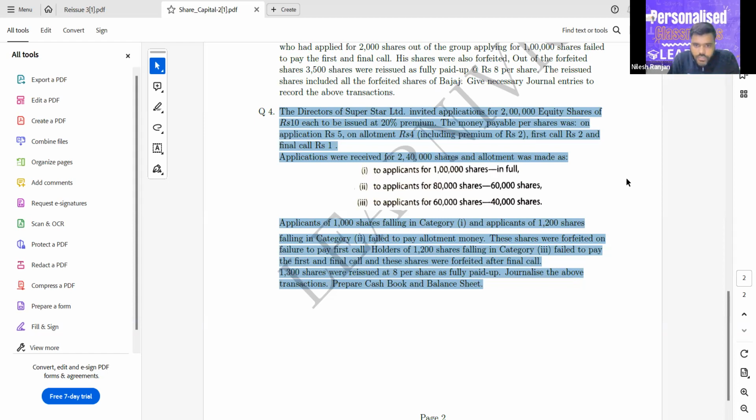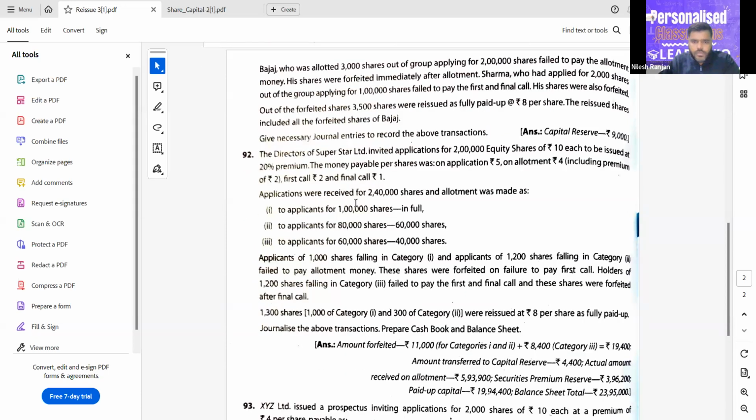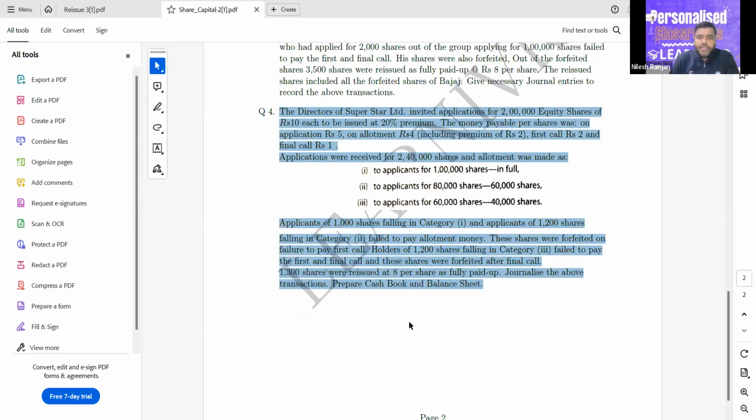Now, applicants of 1,000 shares falling in category 1 and applicants of 1,200 shares falling in category 2 failed to pay the allotment money. Let me check this. Failed to pay the allotment money. And the holder of 1,200 shares falling in category 2, category 3.